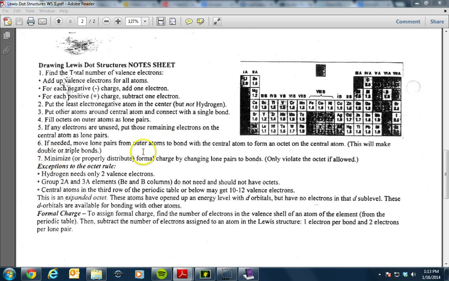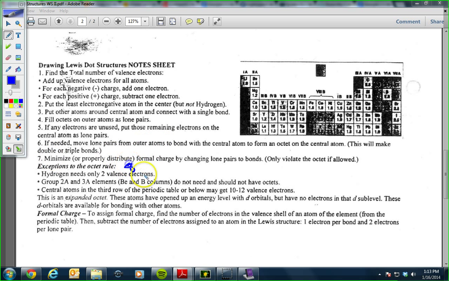We know the octet rule means 8. Well, there are 3 times when things won't have 8. We already know 1. Hydrogen only needs 2. It's going to start with 1 because it's in the first column, but it does not need 8. It only needs 2.